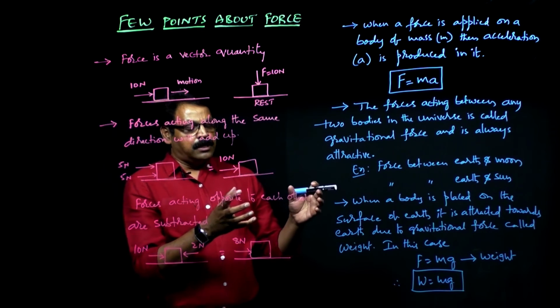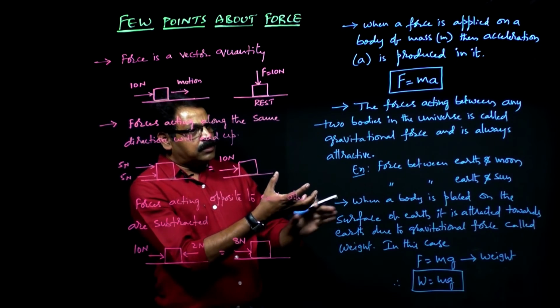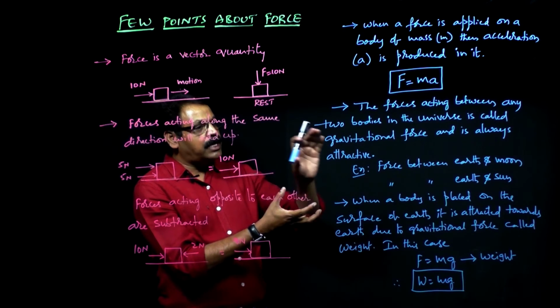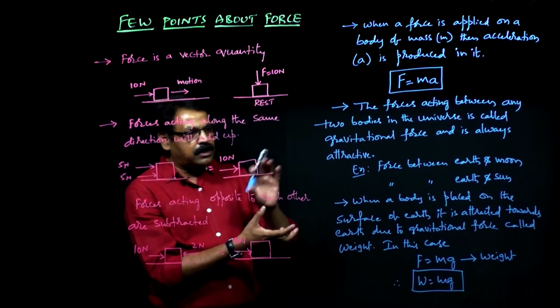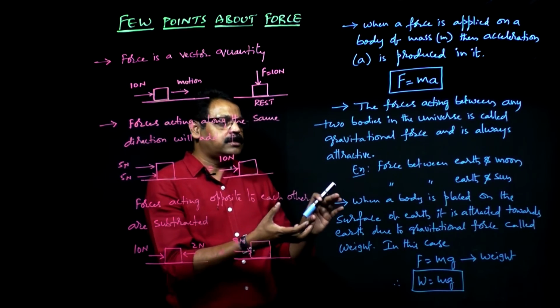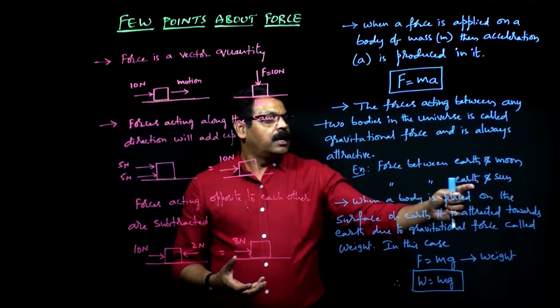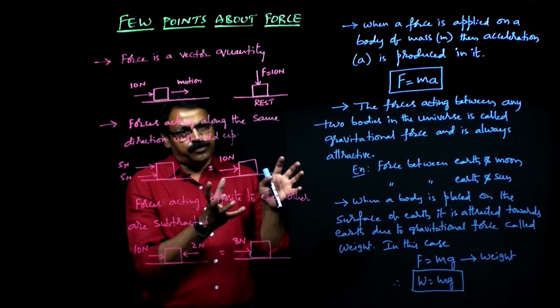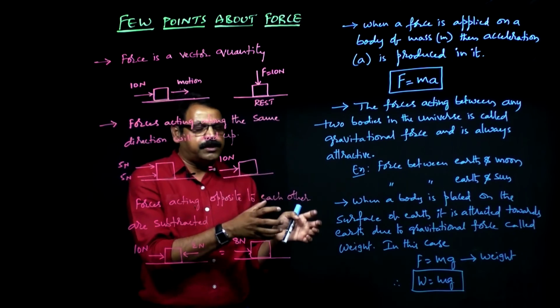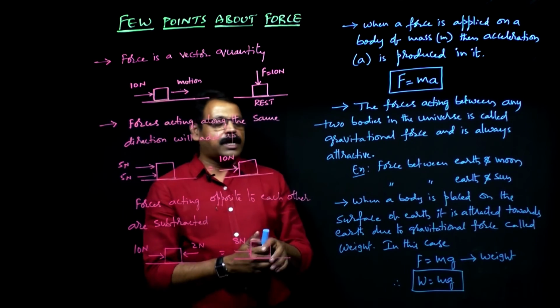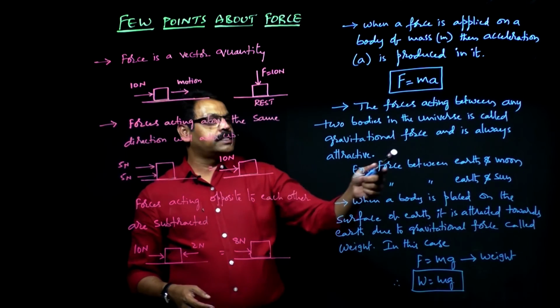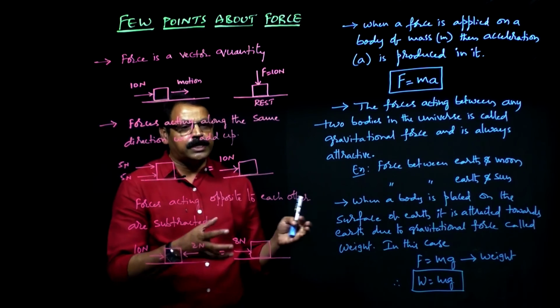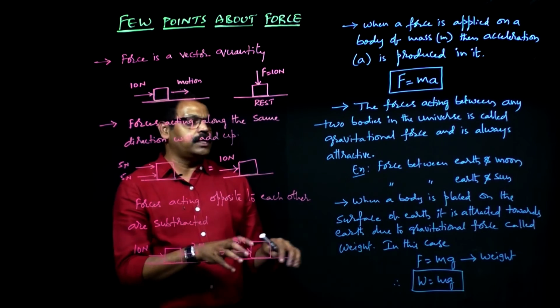The moon revolves around the earth because of some gravitational attraction. Similarly, the earth revolves around the sun. This is because of the gravitational influence, the force between moon and earth, and the force between earth and sun. All these are gravitational forces. So examples of gravitational forces you can take between any heavenly bodies.